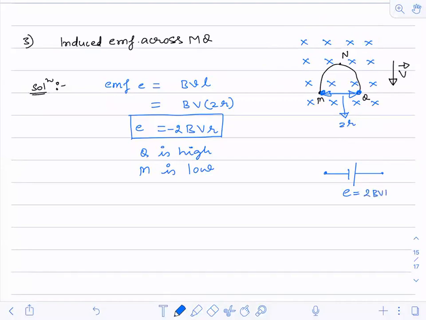2 BVR. Okay. This is Q, this is M. This is how you will be drawing. You just put your fingers in the direction of magnetic field and thumb should point downward towards minus y-axis. The face of your palm will face towards Q. In that case, Q will become high potential and M will become low potential. Is it okay? Fine.